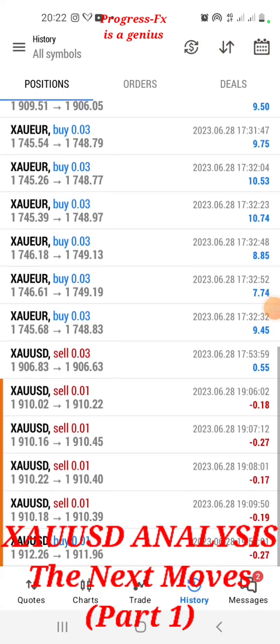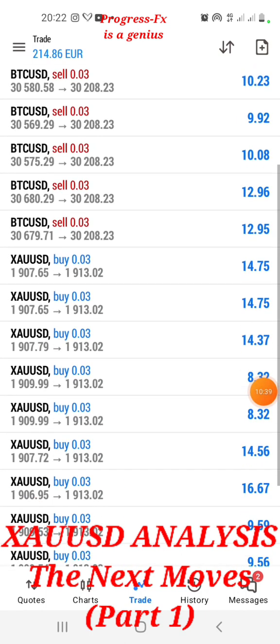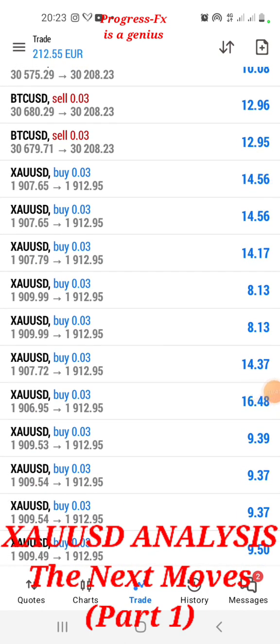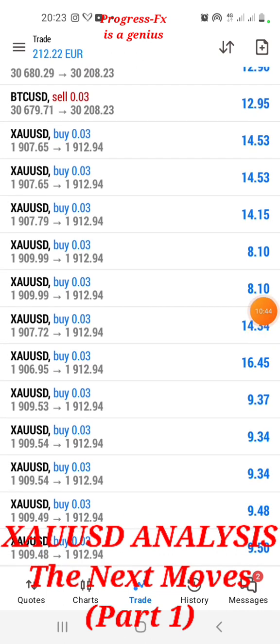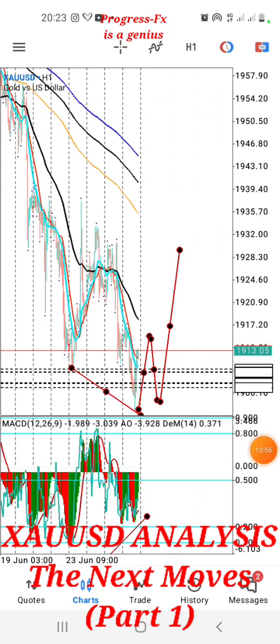So that is what made these entries. Currently, the BTC USD signal I gave is still running, which I am still holding. The buys I made on gold is this, of which I'm going to close maybe in 1 hour from now. So that is what you should expect next on gold from this analysis.